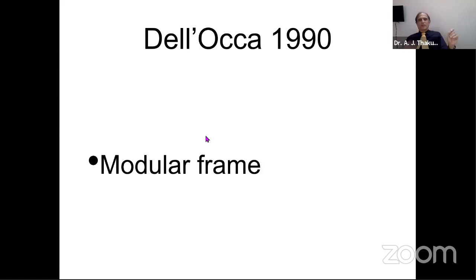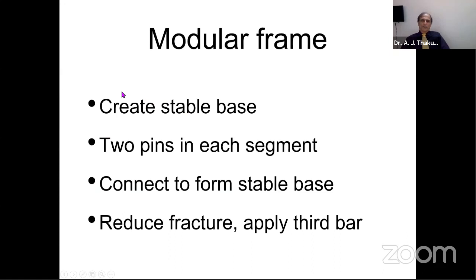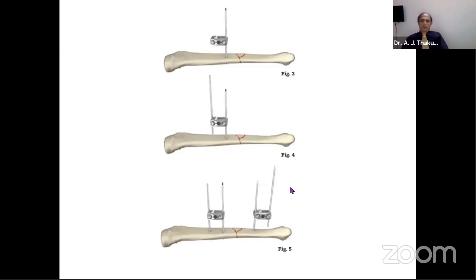This surgeon called it a modular frame, and that has now become the state of the art, the one we use all the time. What is a modular frame? He said to create a stable base by putting two pins in each segment and connecting them with rods so that it becomes one piece, like a handle, and using two handles, we can then reduce the fracture. This is his way. He was using a clamp which would take two pins and you could do it on one side.